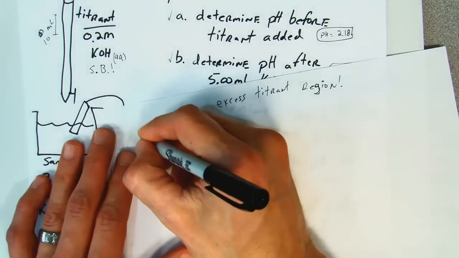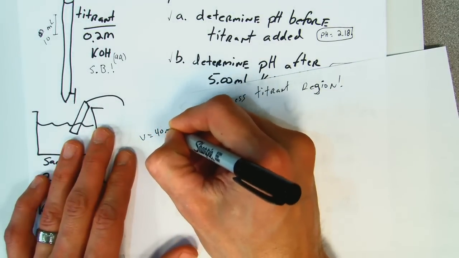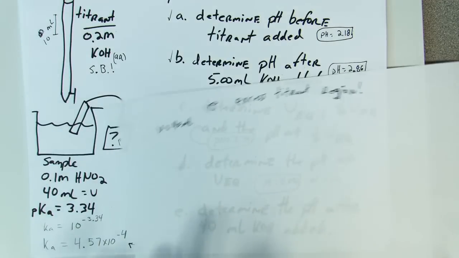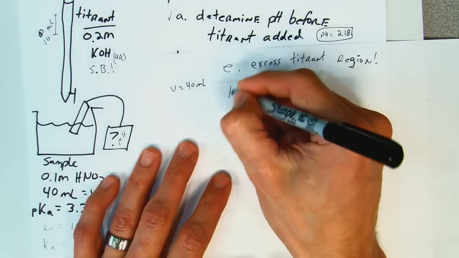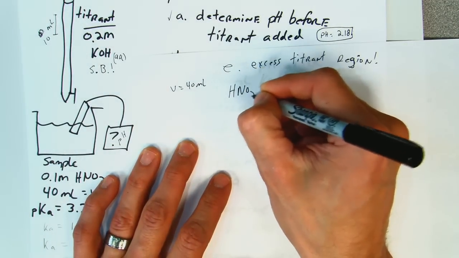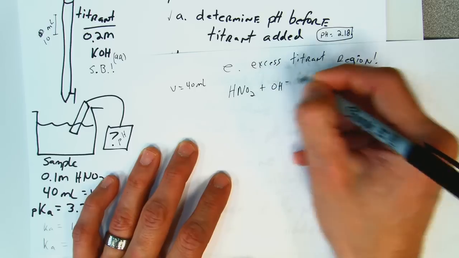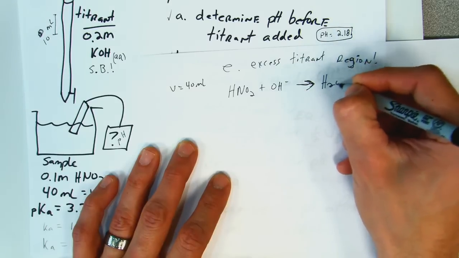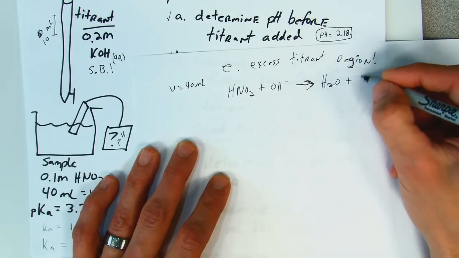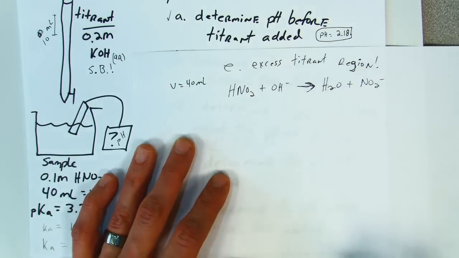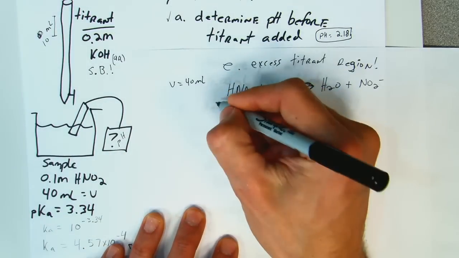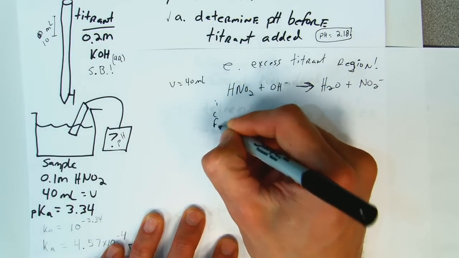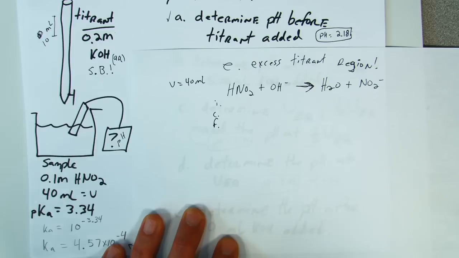So we want to drain 40 mLs of titrant. So how are things different? How are things the same? Well, we always go back to our inventory, don't we? So we write the reaction to make water and the conjugate base. We go back to our ICF table to figure out how many moles of everything we've got.